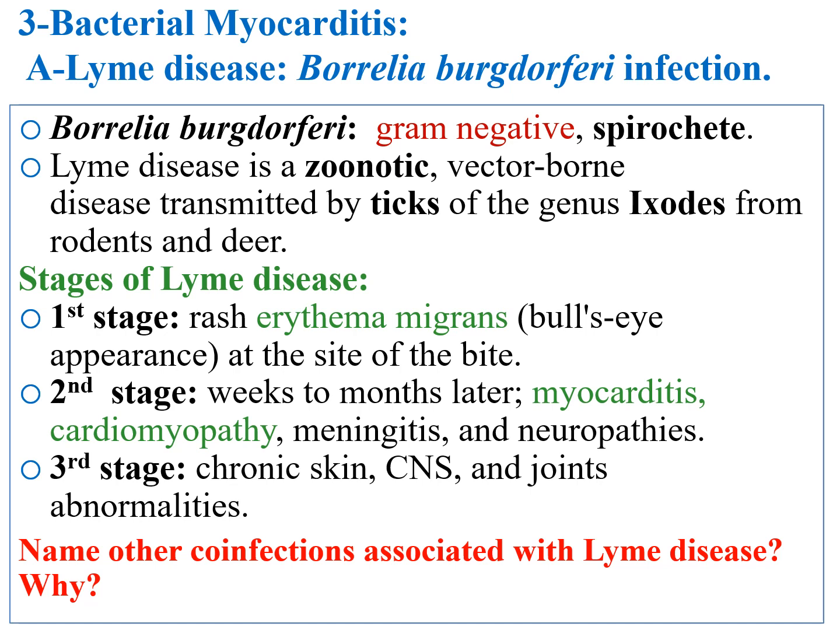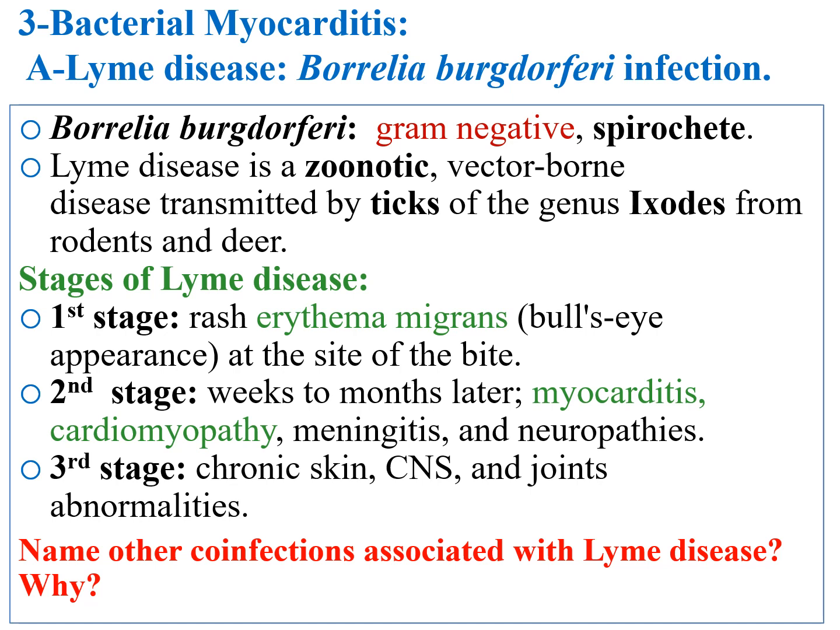Borrelia burgdorferi is the causative agent of Lyme disease, a gram-negative spirochete. Lyme disease is a zoonotic disease that is transmitted by tick bite, ticks of the genus Ixodes. Lyme disease happens in 3 stages. The first stage manifests in the form of a skin rash called erythema migrans.